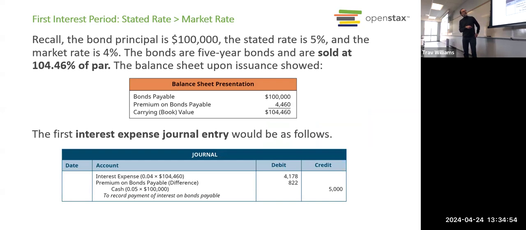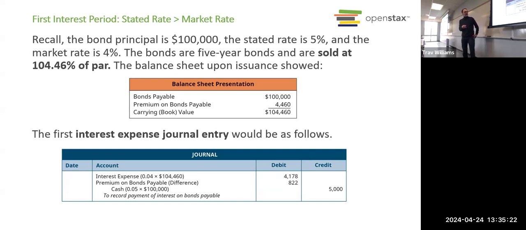Here is a case where there is a premium. And let's see. Okay, the first interest expense in the journal entry. So here we also have $5,000 getting paid out to the investors. Right, so we still pay out $5,000 in cash. But now look at the way we journalize it. Different.